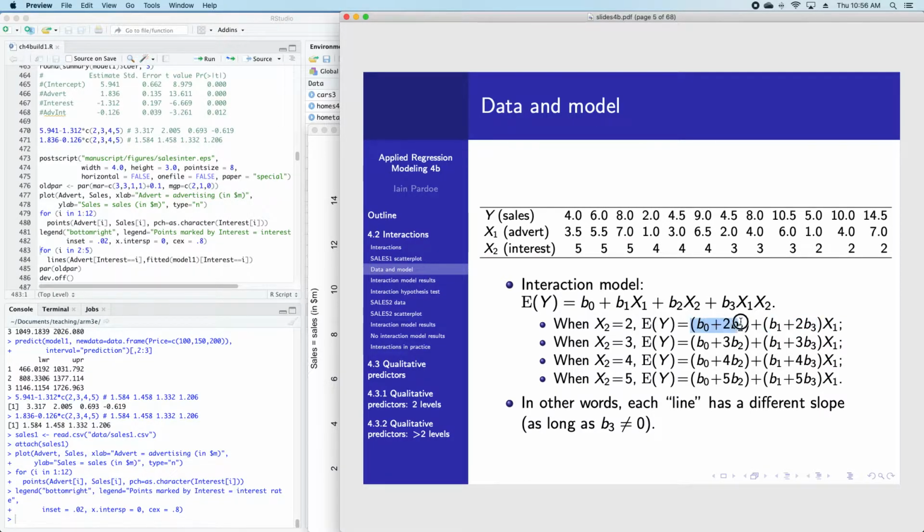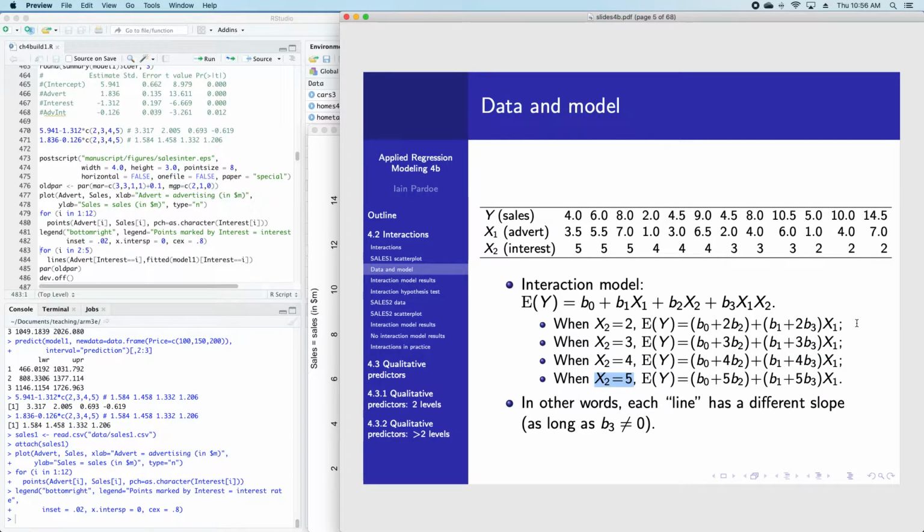So if you think about it, this is a function of x1. There's, if you like, an intercept and a slope. Okay, I could do a similar procedure by plugging in x2 equals 3, and I would get this is the new intercept and this is the new slope. Okay, and then do the same for x2 equals 4 and x2 equals 5.